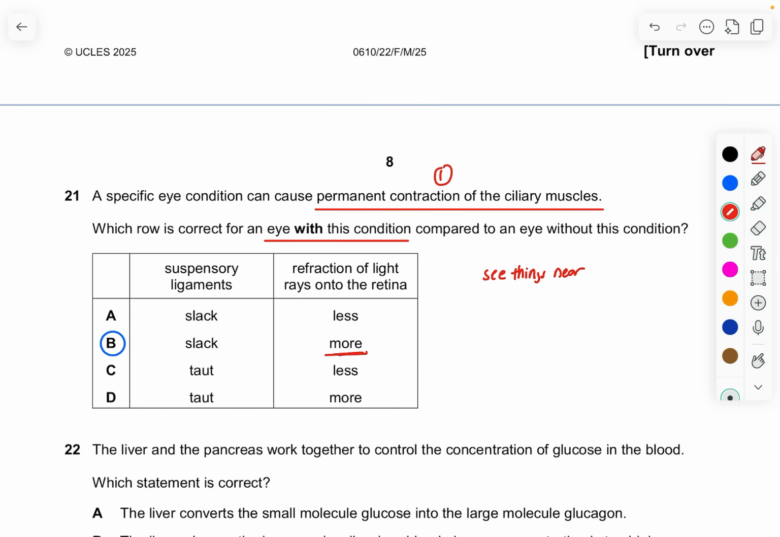And what is the result on the lens shape? I'm following up with a further question. The lens shape will become more spherical, or you can say fatter. As a result, this person can only see things at a near distance and will require glasses to be able to see things further away.